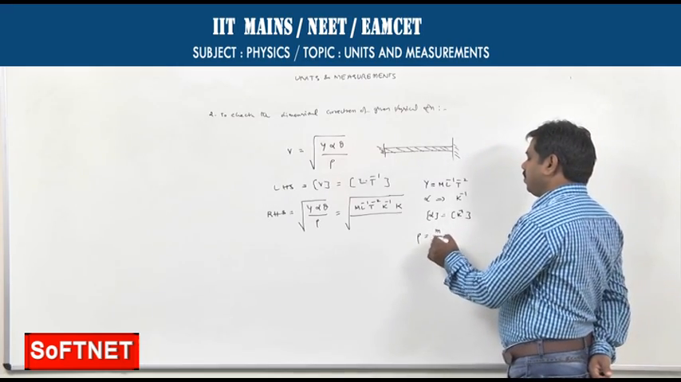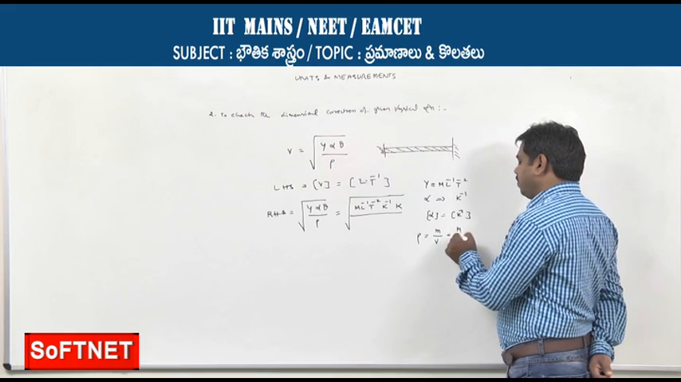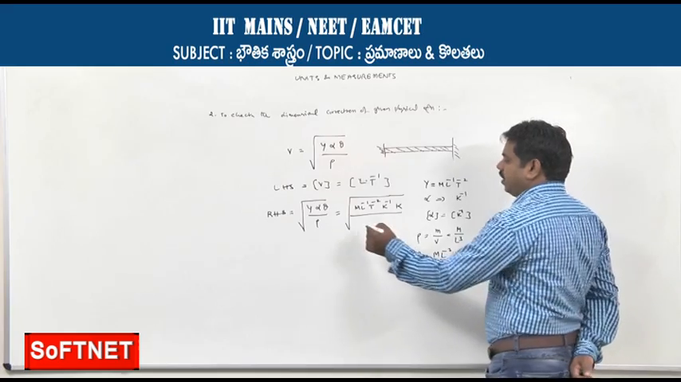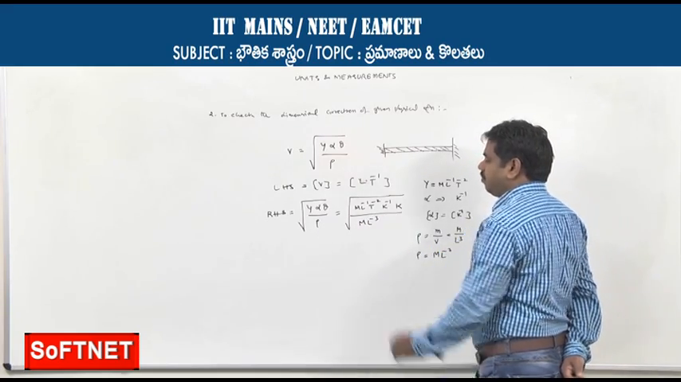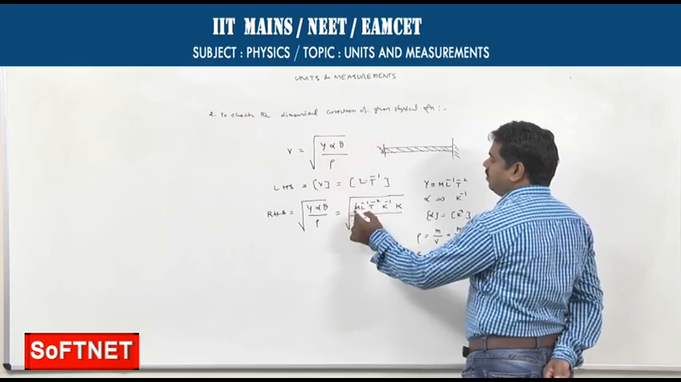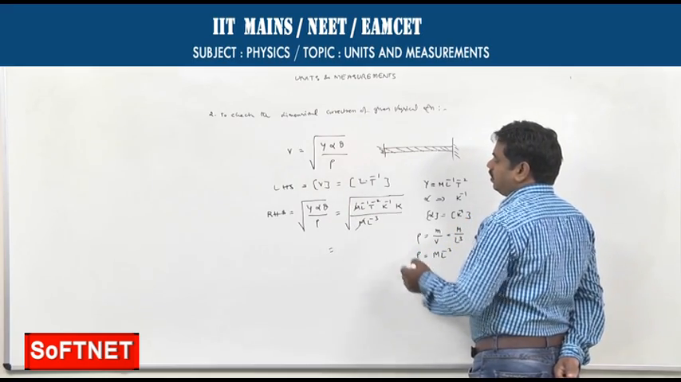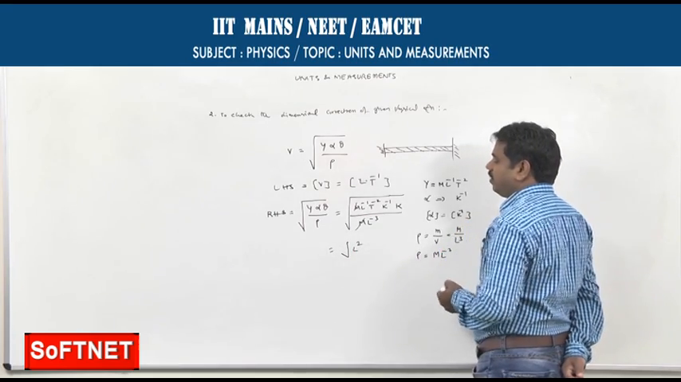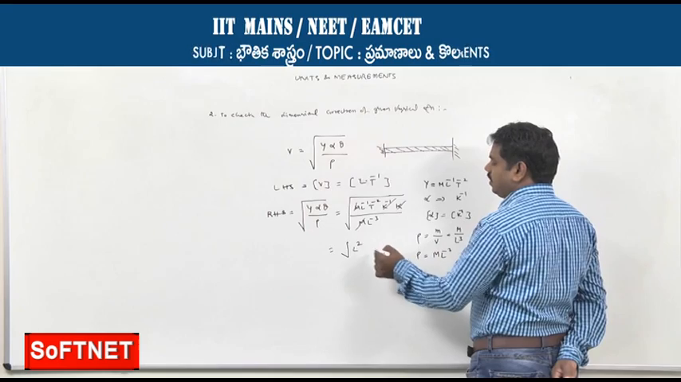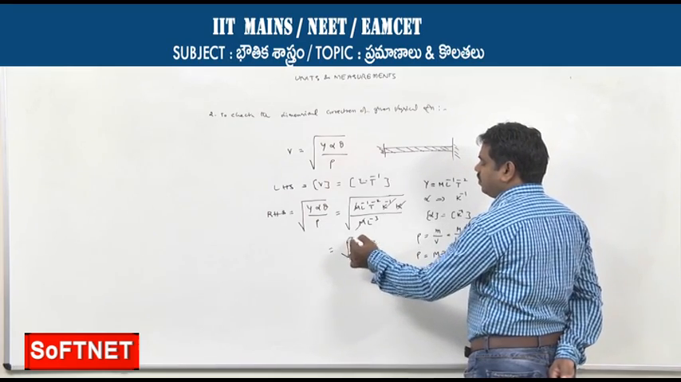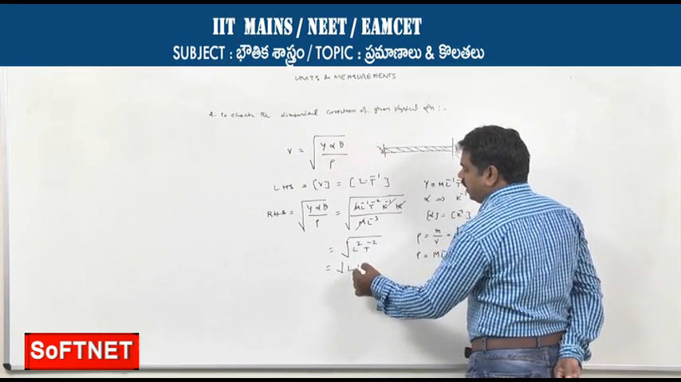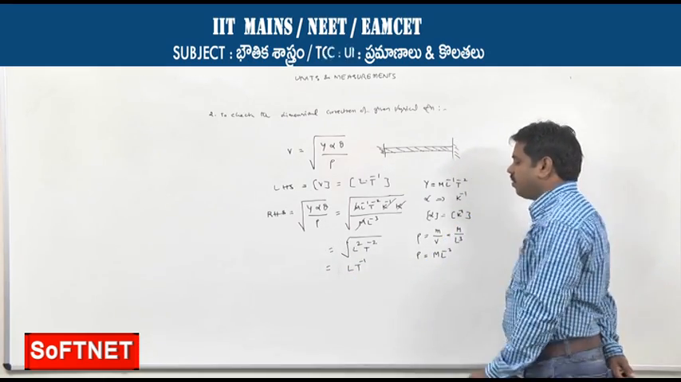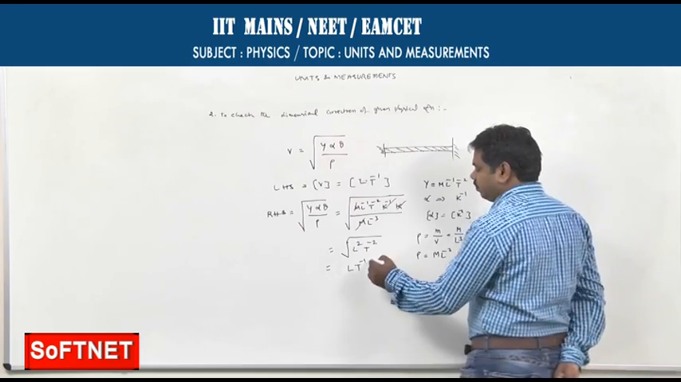Density is nothing but mass by volume, M by L cube, that is M L power minus 3. Mass gets cancelled. L power minus 3 goes up and will become L square. K inverse and K get cancelled. This will become T power minus 2. Finally, when you remove the square root, we get LT minus 1.